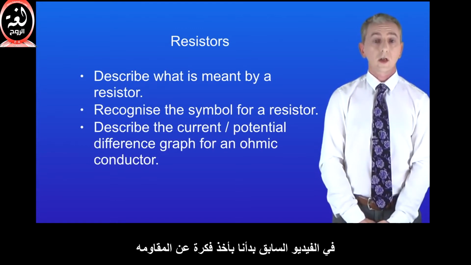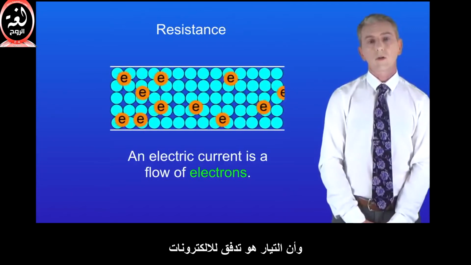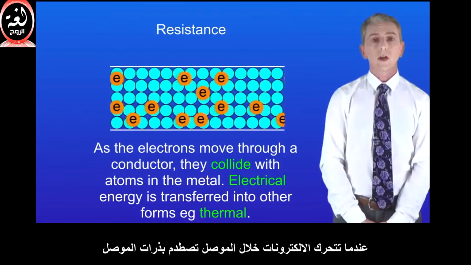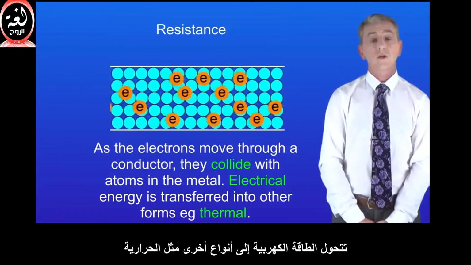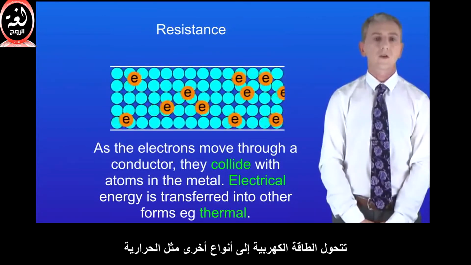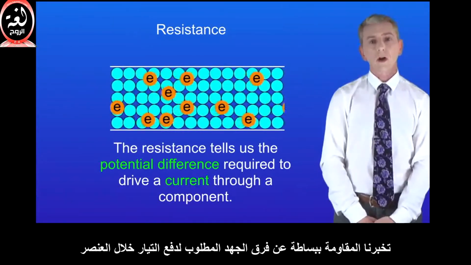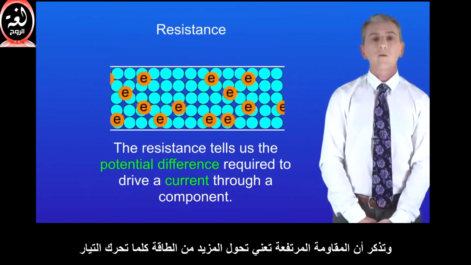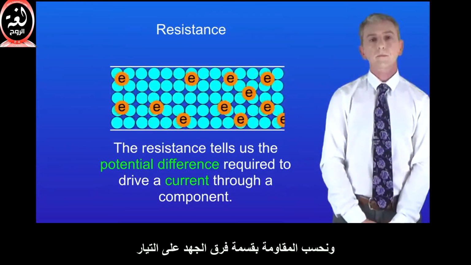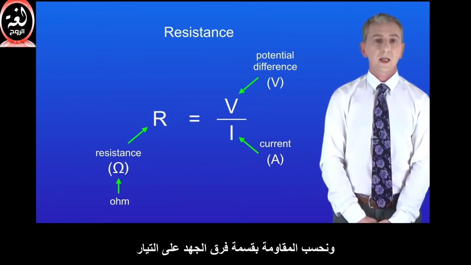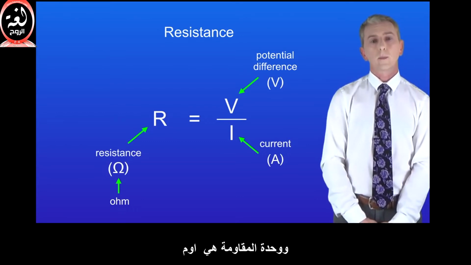In the last video, we started looking at the idea of resistance. Remember that an electric current is simply a flow of electrons. As the electrons move through a conductor, they collide with atoms in the metal. This causes the electrical energy carried by the electrons to transfer into other forms of energy such as thermal. The resistance simply tells us the potential difference required to drive a current through a component. And remember that the higher the resistance, the more energy is transferred as the current moves. We calculate resistance by dividing the potential difference by the current. And remember that the unit of resistance is the ohm.